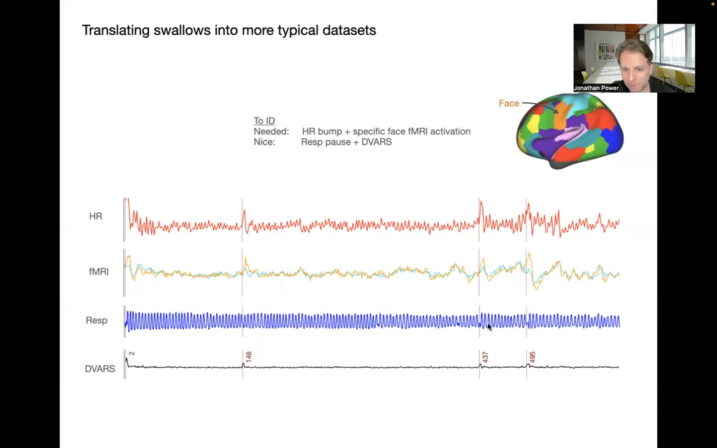There's a bit of a bump here and a bit of a bump there, and a bit of a shoulder there, and a bit of a squiggle there. These are the typical ways that swallows look in a respiratory trace, because you have to stop breathing for a moment. You shut your glottis. And then there are slight DVAR spikes at these time points. So these are really nice examples of what it might look like when a person swallows.